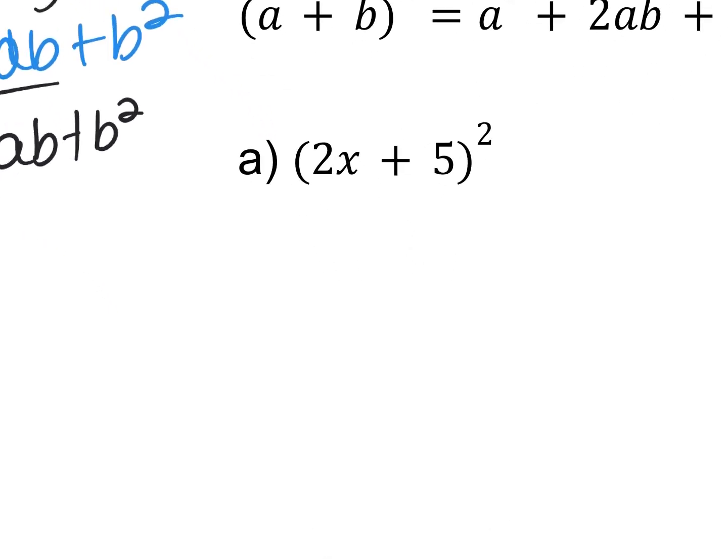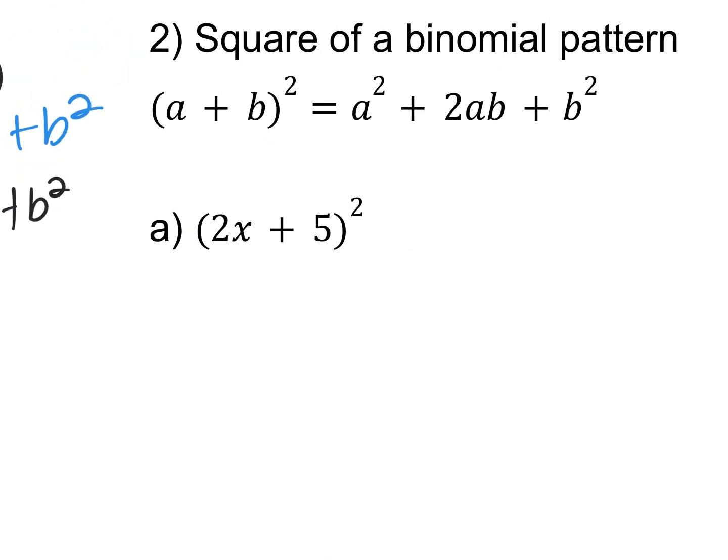Okay? All right, but now let's do the trick. So you take the first term and you square it. So 4x squared. You take the last term and you square it. So positive 25. Then you multiply them together. 2x times 5 is 10x, and you double it. So that would be positive 20x. Okay?